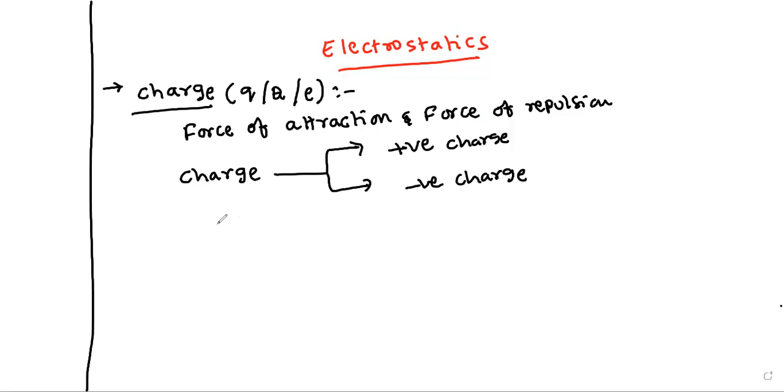And the magnitude of charge we can write as, if it is positive charge, I can write plus 1.6 into 10 to the power minus 19. If it is negative, we can write it as minus 1.6 into 10 to the power minus 19 coulomb. So the SI unit of charge is coulomb, and the CGS unit will be stat coulomb.